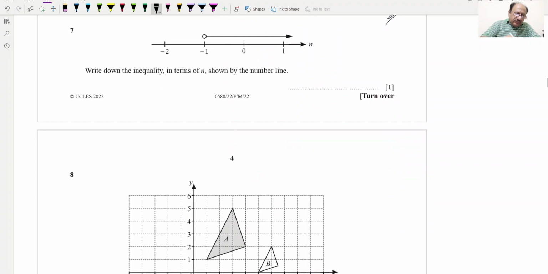Now question number 7. Question number 7 says a diagram is given. Write down the inequality in terms of n shown by the number line.